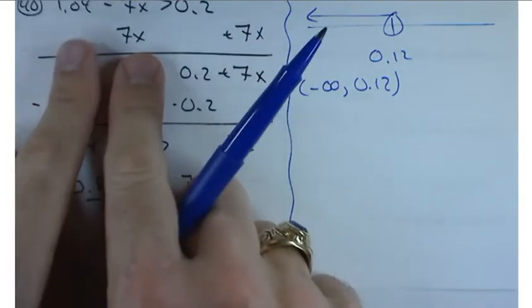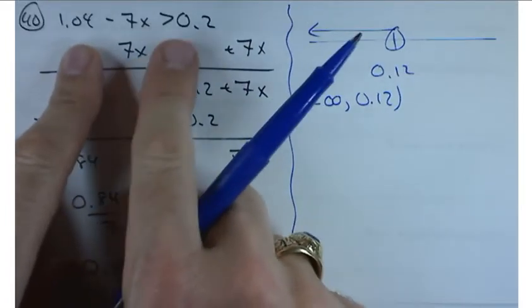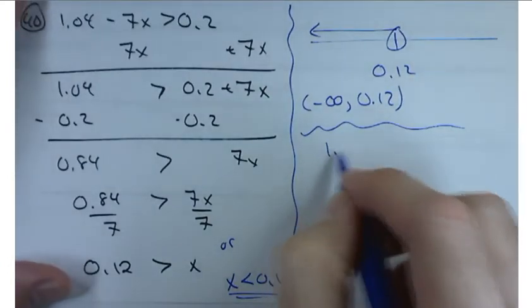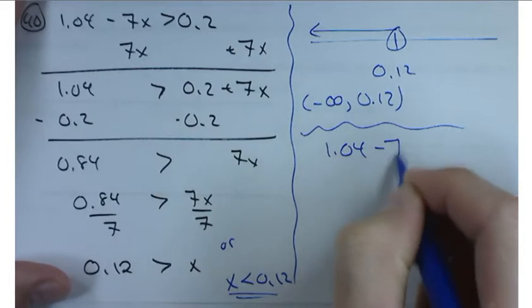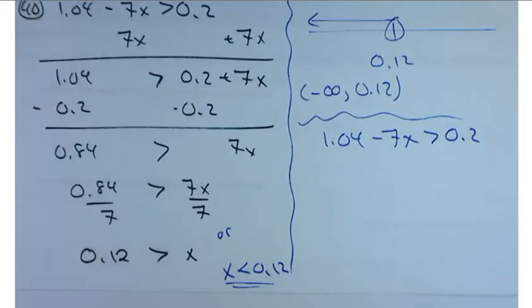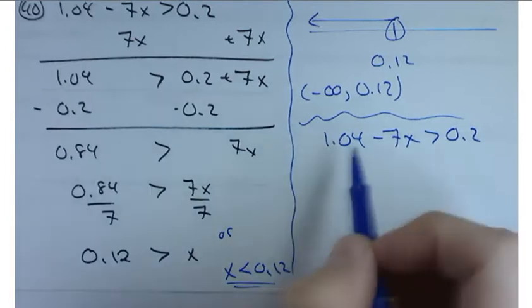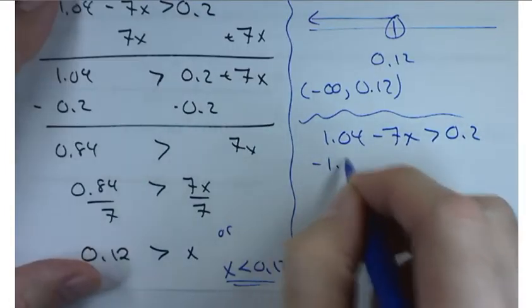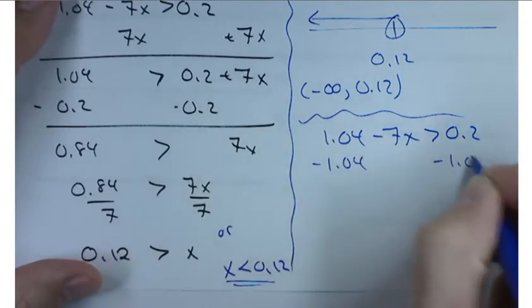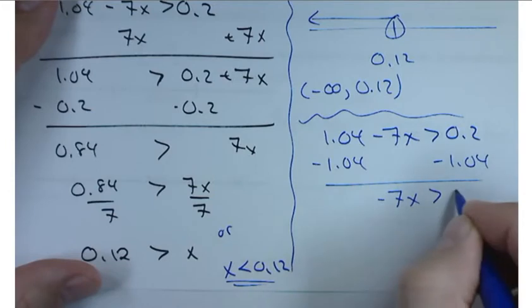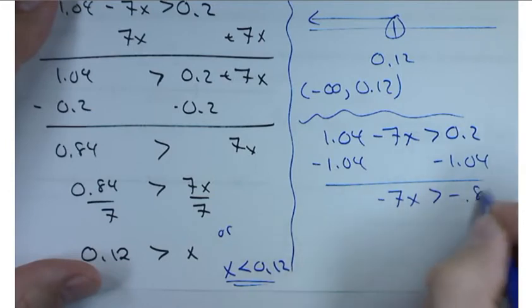Now, you surprised me a little bit. I expected you guys to solve that a slightly different way. It would have worked just the same. In fact, you kind of thwarted me here, really, to be honest. What I wanted to do is I wanted to practice that little division trick. If you had subtracted 1.04 from both sides, you get negative 7x is greater than negative 0.84.